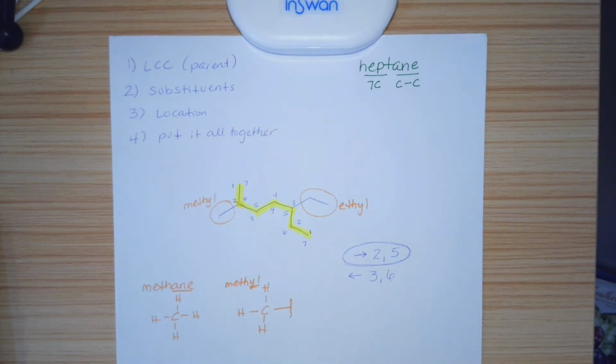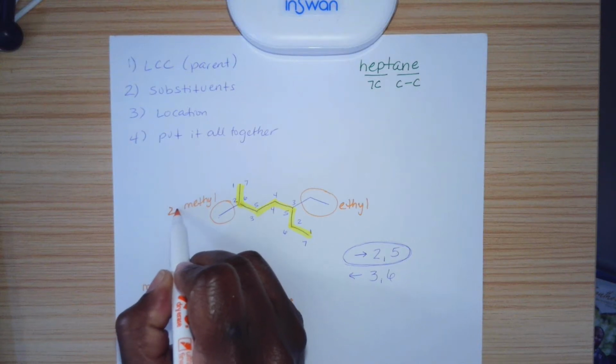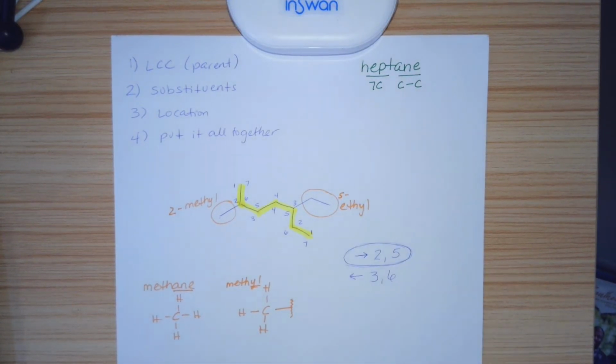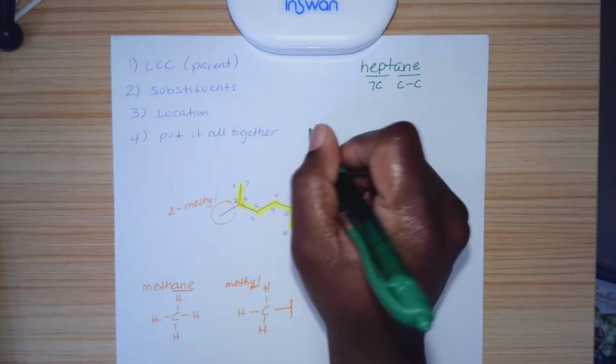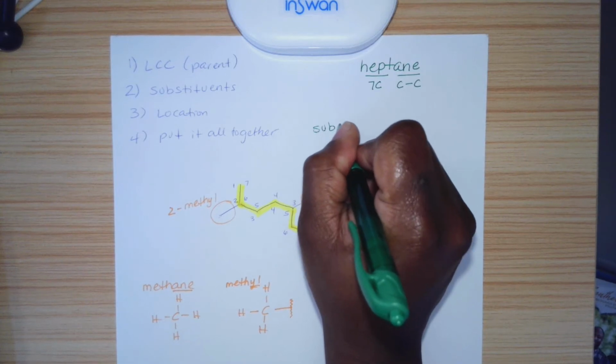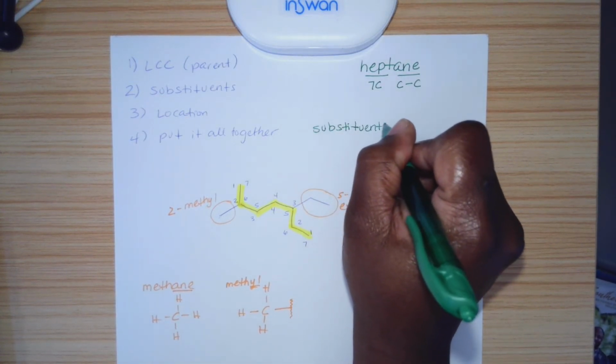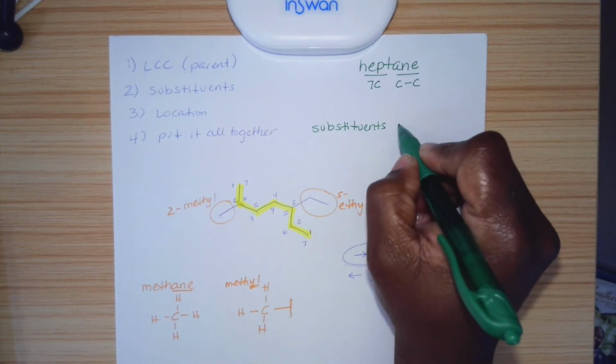So what that means is that this methyl group that we have is located on carbon 2. That ethyl group that we have is going to be located on carbon 5. So we have to indicate where those groups are located. And so now we can put it all together. When you put the name together, you have to list your substituents first. And if you have multiple substituents, you have to place them in alphabetical order.